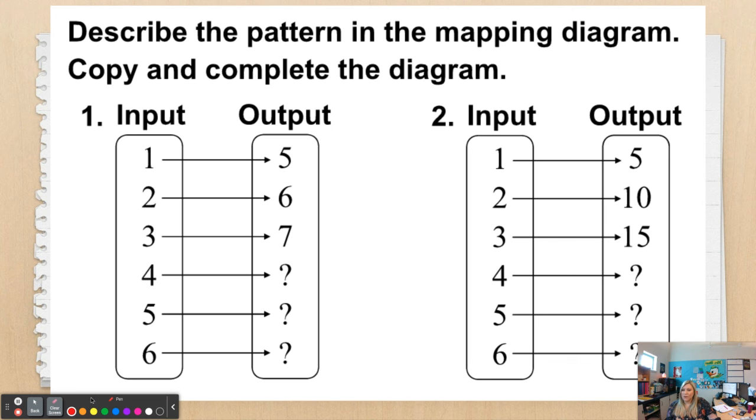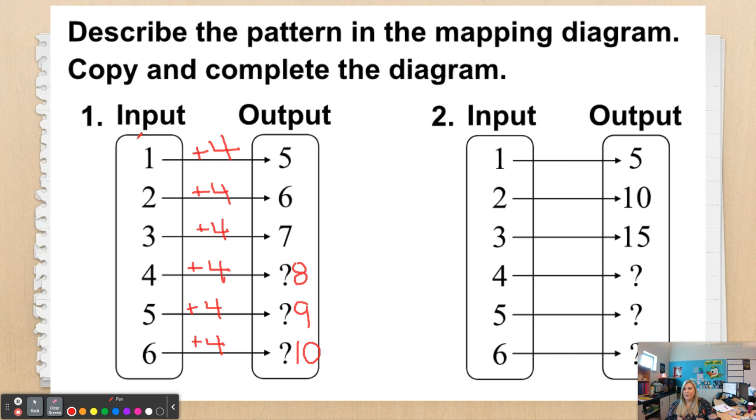Ooh, I could even write these down, guys. Watch this. I could write plus 4. It's hard to write with a mouse. Plus 4, plus 4. And then 4 plus 4 is going to be 8. And then 5 plus 4 is going to be 9. 6 plus 4 is 10.